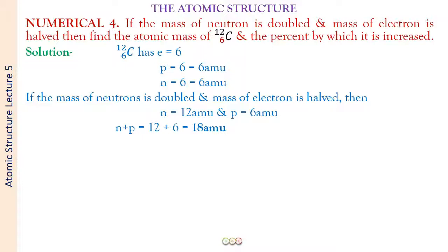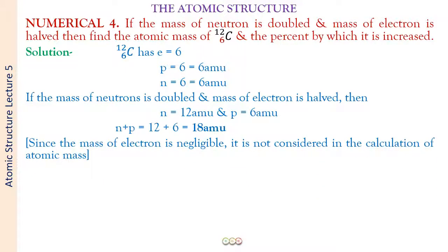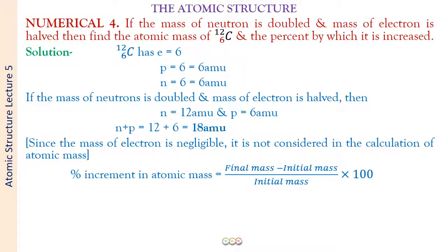And the sum of the mass of neutrons and protons is going to be 12 plus 6, that is 18 AMU. Remember that the mass of electron is negligible, so even if we halve it or we double it, it is not going to matter. We are not going to consider it in the calculation of the atomic mass. Now the percentage increase in atomic mass is going to be final mass minus initial mass over the initial mass into 100. So we get this as 18 minus 12 divided by 12 into 100, that is 50%.